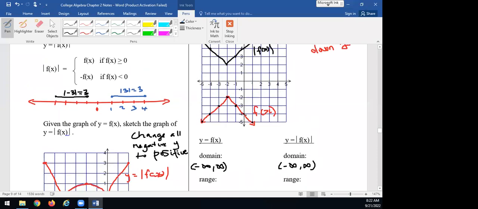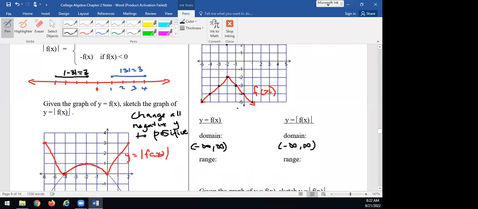Now, what is the range of f of x, meaning the original function? Right, we start with the lowest. So notice y, so it's from -infinity. But where does it stop? Right here at -2. Parentheses or square bracket? Square bracket, because we're including this point here. It's not a hole there.